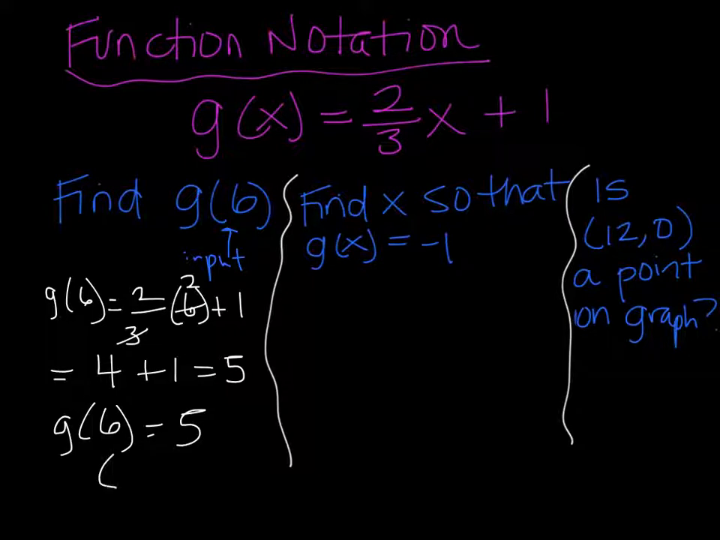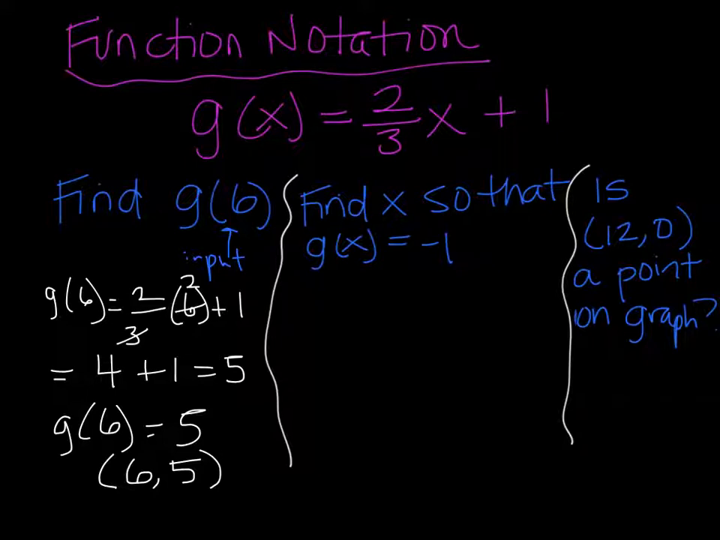And if I wanted to write it as an ordered pair, remember, my input is 6, my output is 5. So that would mean that if I were to graph this function eventually, (6, 5) would be an ordered pair on that graph. It would be a solution to that function. So that one was I gave you an input, we found the output.